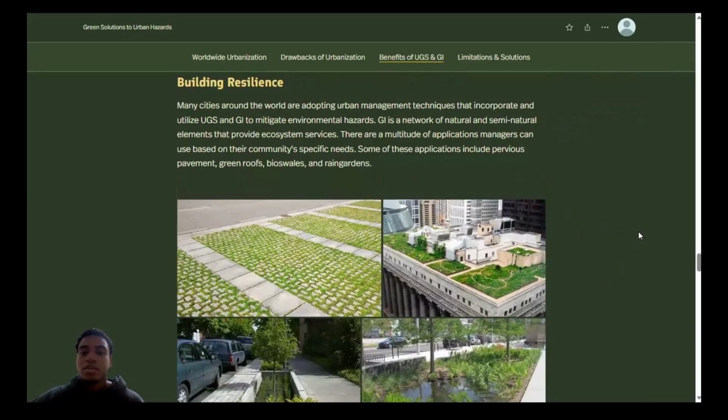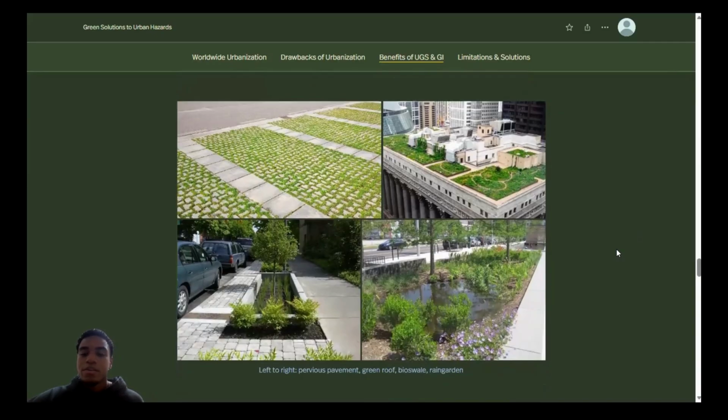One of the main ways in which cities can build resilience is by incorporating green infrastructure. Green infrastructure is just a combination of natural and semi-natural elements that can substitute ecosystem services. Some of the most common applications of this include pervious pavement, which is just space in between artificial material like bricks or asphalt that allow water to infiltrate the ground. We have green roofs, bioswales, and rain gardens, and these are all similar in that they collect water; they only differ in how they use it and how they disperse of it.